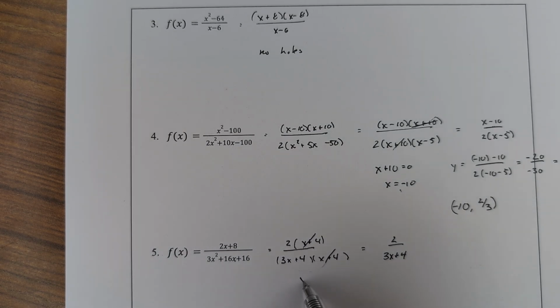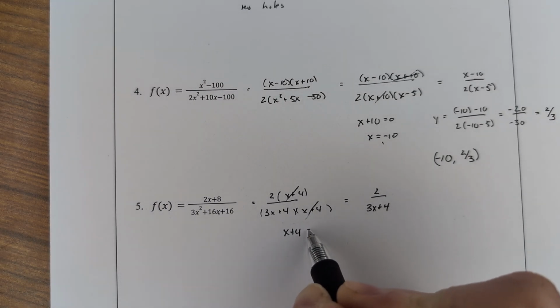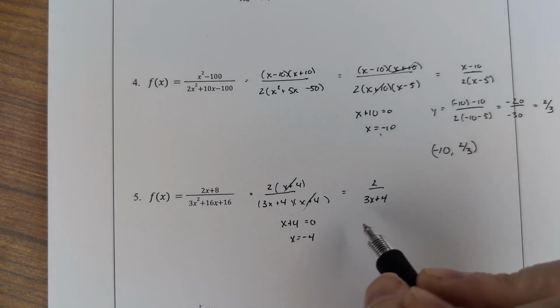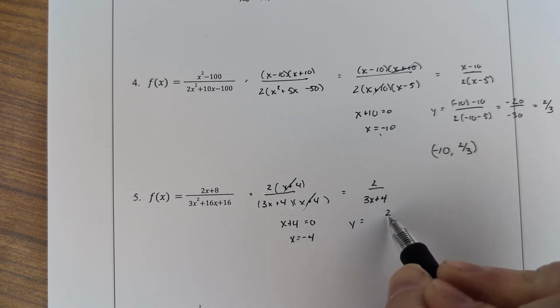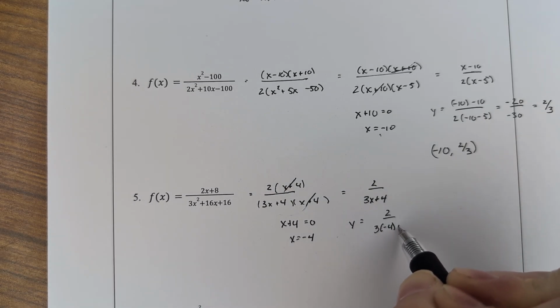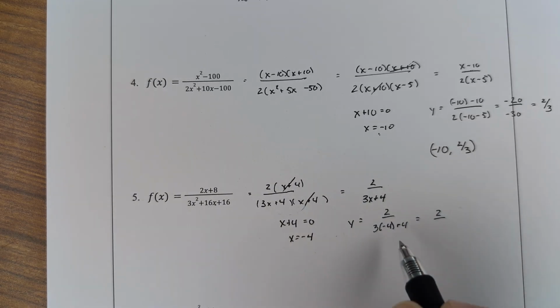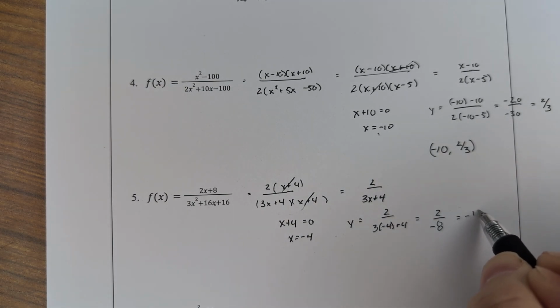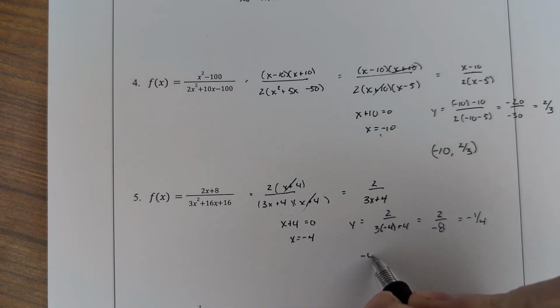To find our x value, we set the thing we canceled equal to 0. So that would be negative 4. To find the y value, we plug that back in. So 2 over 3 times negative 4 plus 4. That's negative 12 plus 4, so that's negative 8. So that's negative 1/4. So negative 4, comma, negative 1/4.